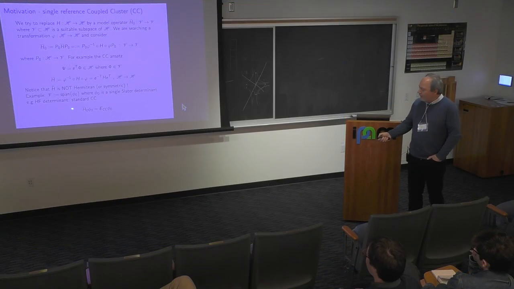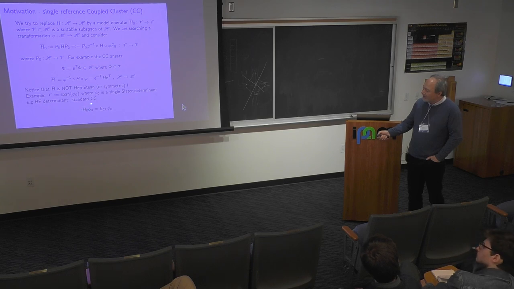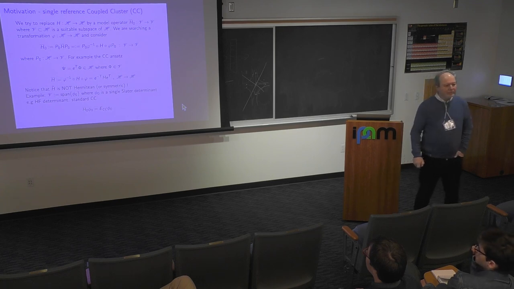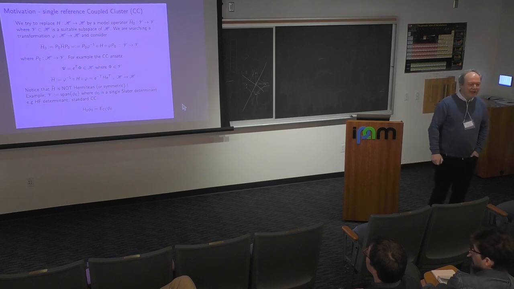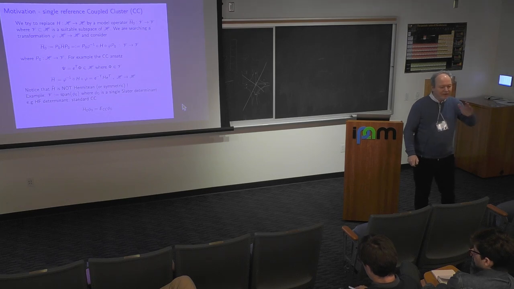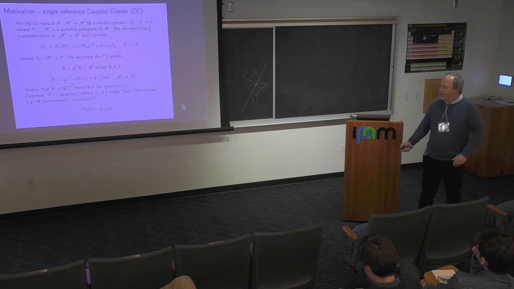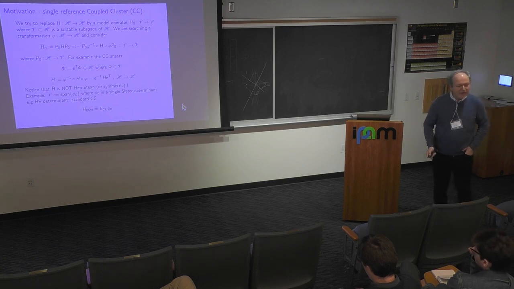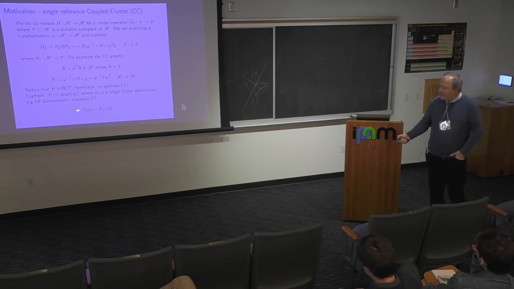And then if you have computed the subspace, the simplest method of computing excited states is to use this similarity transformed Hamiltonian and compute the eigenvalues and the eigenstates. But since it is not symmetric, there are left and right eigenstates. This is called the equation of motion, and that's a well-known method. I will not talk about it, that's the first idea.